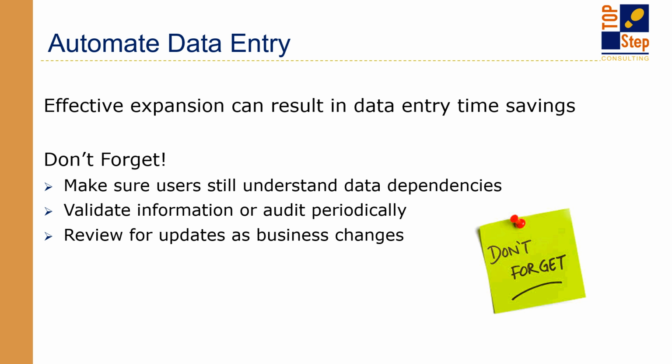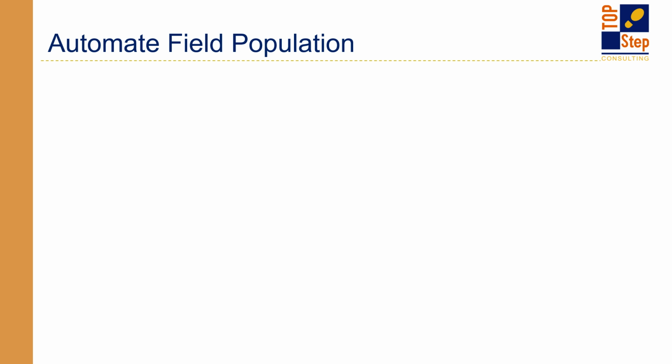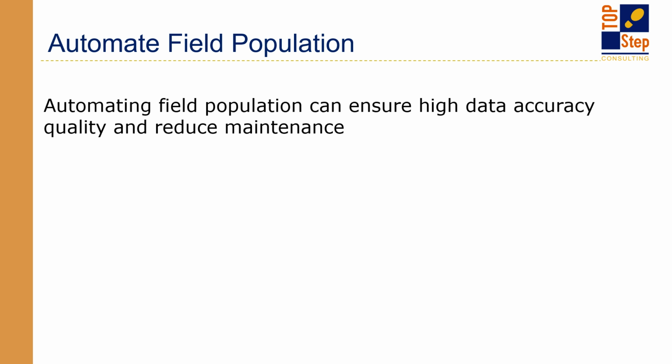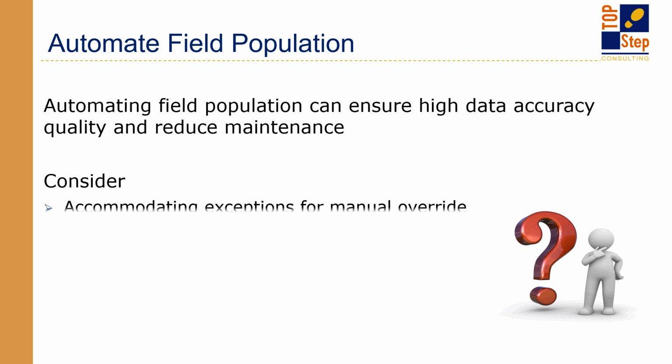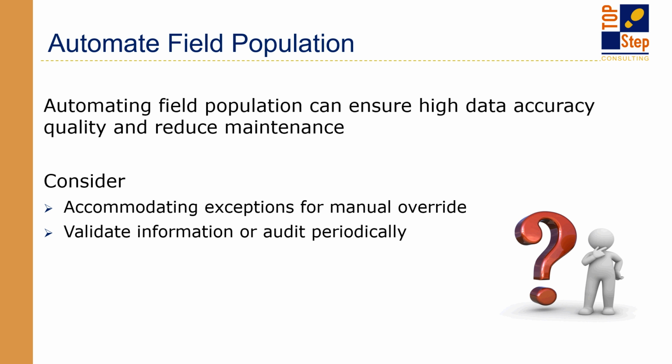The next thing that we might want to look at is auto field population. Well, what could we do there? We could automate the field population to ensure high data accuracy and quality and reduce maintenance. So what are some considerations? Well, we need to accommodate for exceptions.